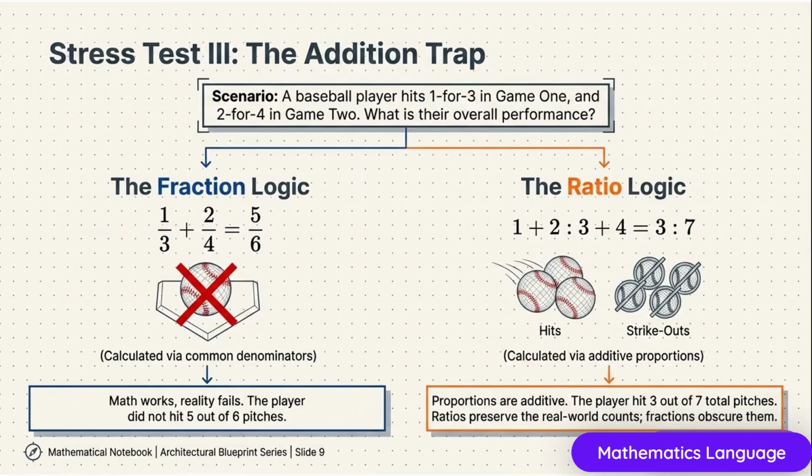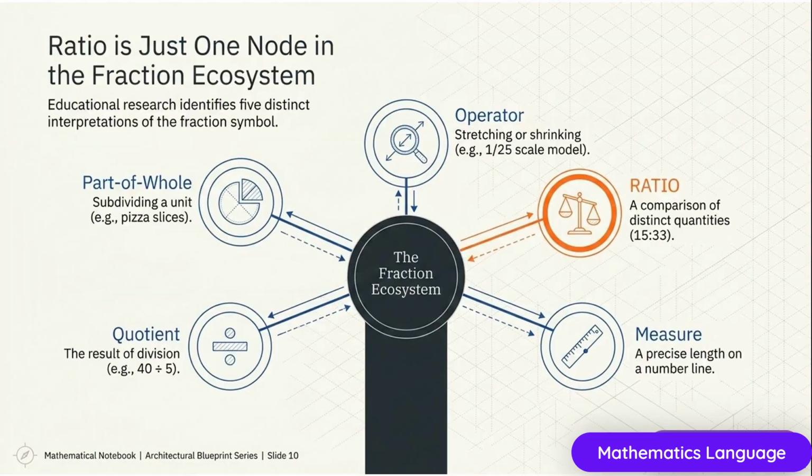In scenarios like baseball statistics, fractions can obscure reality, while ratios preserve real-world contexts. Proportions are additive, providing a clearer picture of performance. Ratios are just one node in the fraction ecosystem, which includes various interpretations like part of whole, operator, quotient, and measure, each offering unique insights.